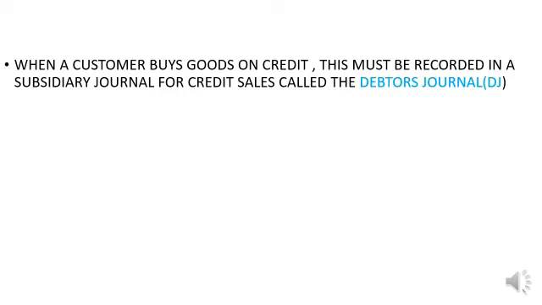When a customer buys goods, this is just a reminder. When a customer buys goods on credit, right? Let me take my highlighter here. So I say here, when a customer buys goods on credit, this must be recorded in a subsidiary journal. Remember, subsidiary journal simply means the book of first entry or the book of original entry. So the first book of entry for all credit sales is what? Is the Debtors journal, or simply the DJ. Right?